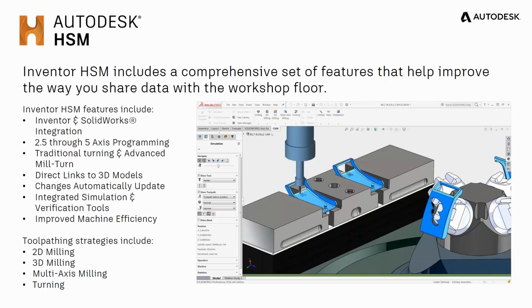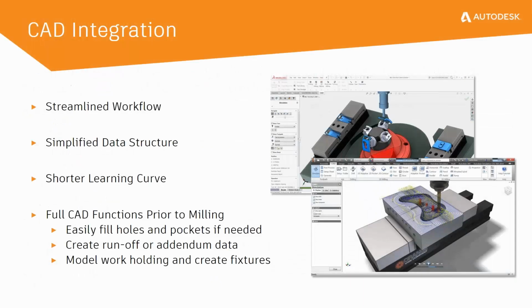It has direct links to the 3D models, and as we've seen in the previous workflow, you'll note that if you make changes to the design, they then go on to flow on and impact the machining strategies and toolpathing that you've generated. You have integrated simulation capabilities within there that help you find any potential issues and verify your toolpaths, as well as, and something we haven't spoken about, improved machine efficiency through what's called adaptive clearing technology. So let's have a look at some of these in more detail.